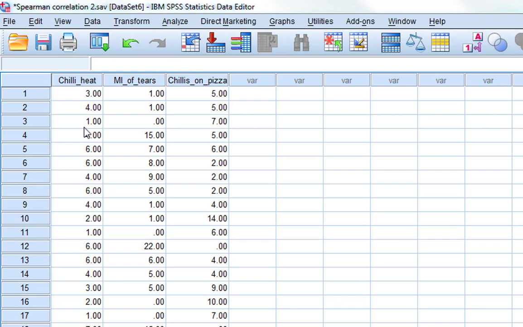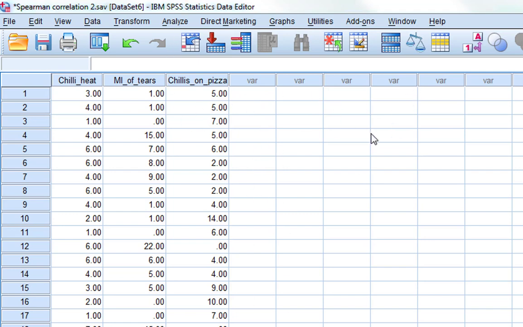This is just an expansion of the data. So these two columns are exactly the same, but now we've got chilies on pizza. After they ate the chili and we tested how many tears they cried, we asked them to make a pizza and put the number of chili slices, not whole chilies because some of these numbers would be a bit ridiculous, the number of chili slices that they would be happy to put on their pizza.